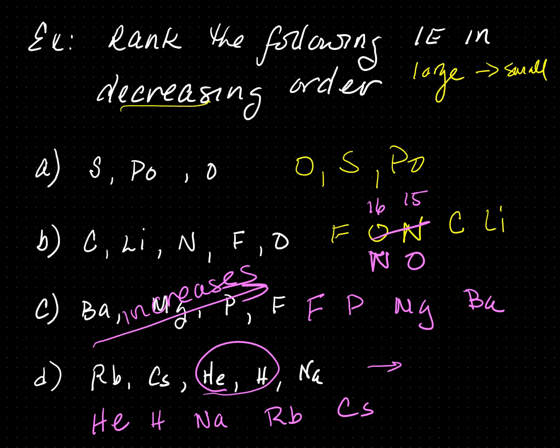Find the period. If they're not in the same period, determine if they're in the same family. If they're not in the same family, determine if they have a commonality. In general, as it goes from francium to helium, ionization energy increases. And again, note the exception.